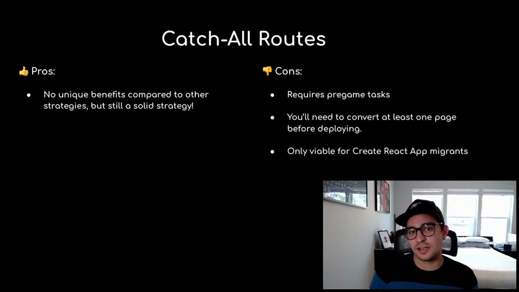As cons, this does require pre-game tasks, unlike the first strategy. Additionally, you'll need to convert at least one page before deploying your Next.js application, which can be kind of like a holdup for feature development. And lastly, this strategy is only viable for Create React App migrants. Gatsby is not able to use this strategy, nor the next.